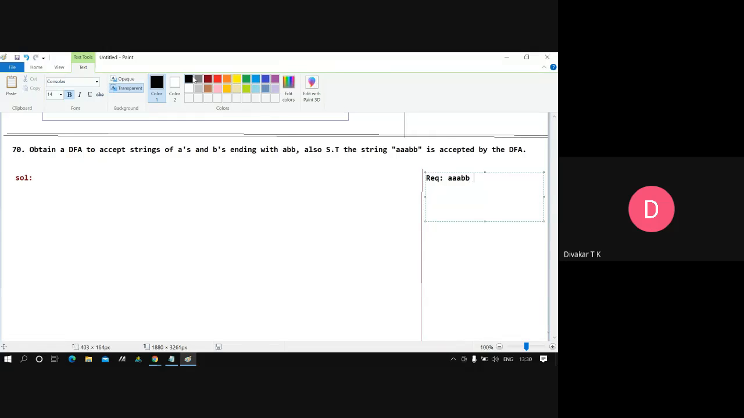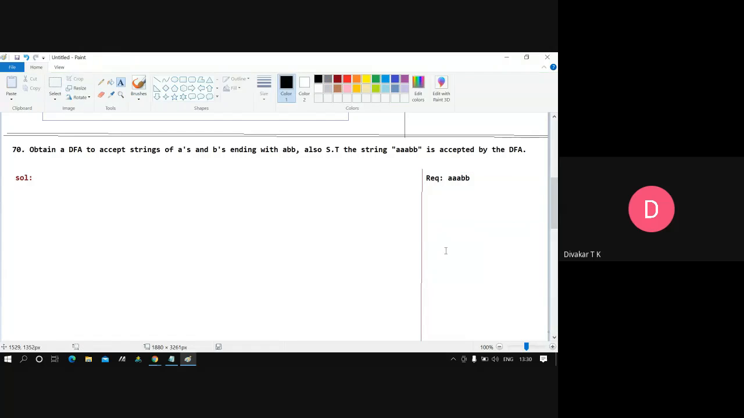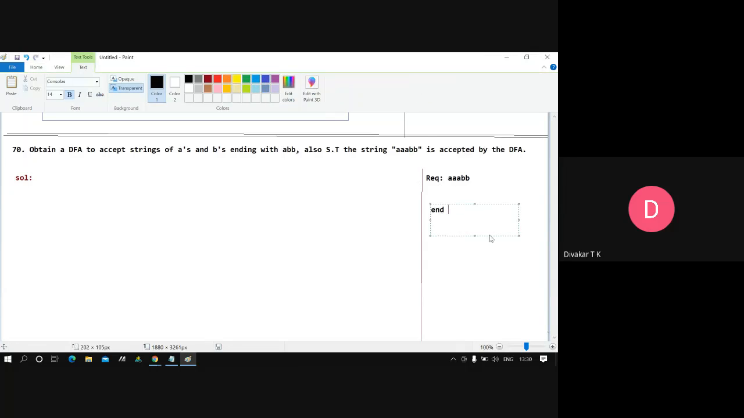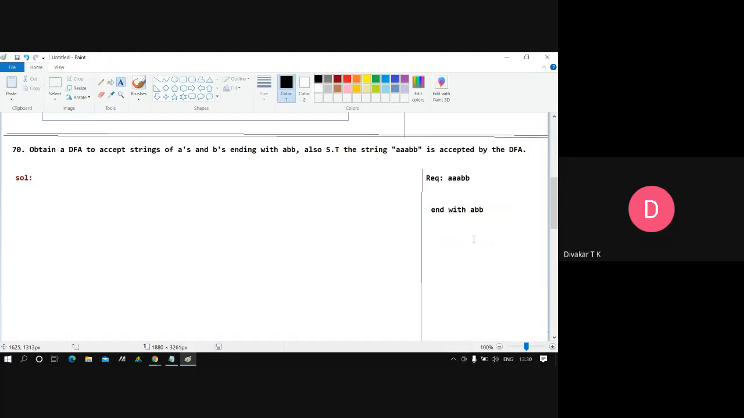So the requirement part: 3 A's, 2 B's. It's accepted by the DFA. Meaning we should show this one, but it should end with ABB. Okay, this is the requirement. They have given one example string, ABB, it is ending, no? That string we are supposed to show after writing the DFA diagram. That's it, very simple.